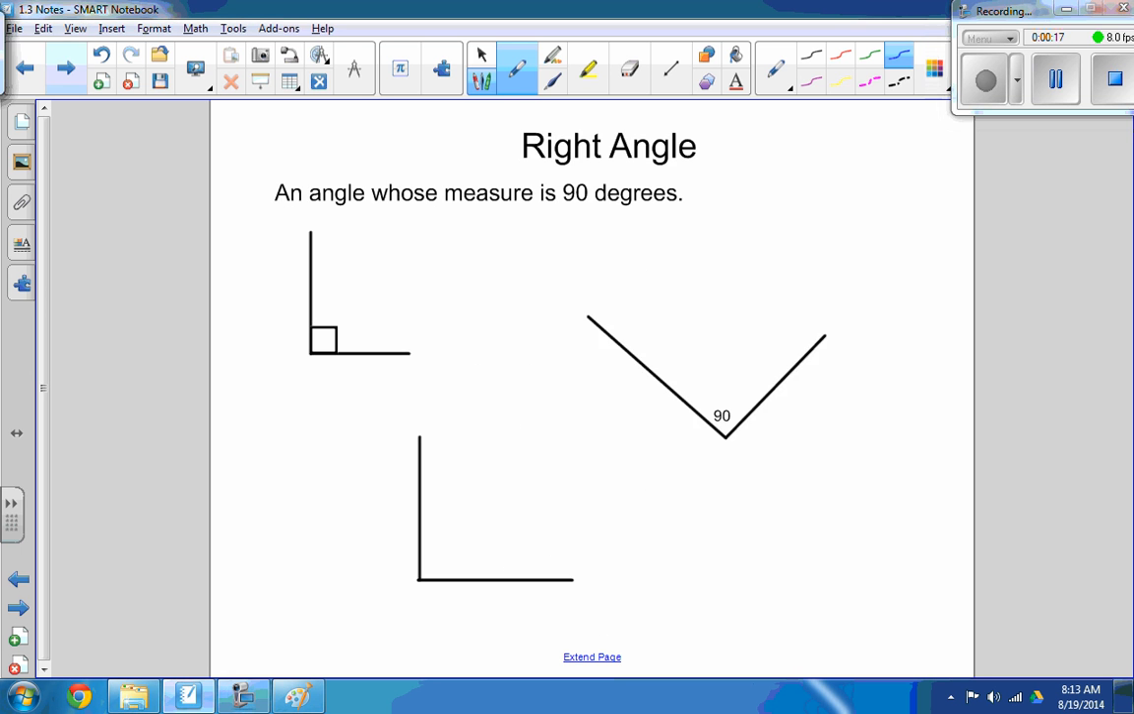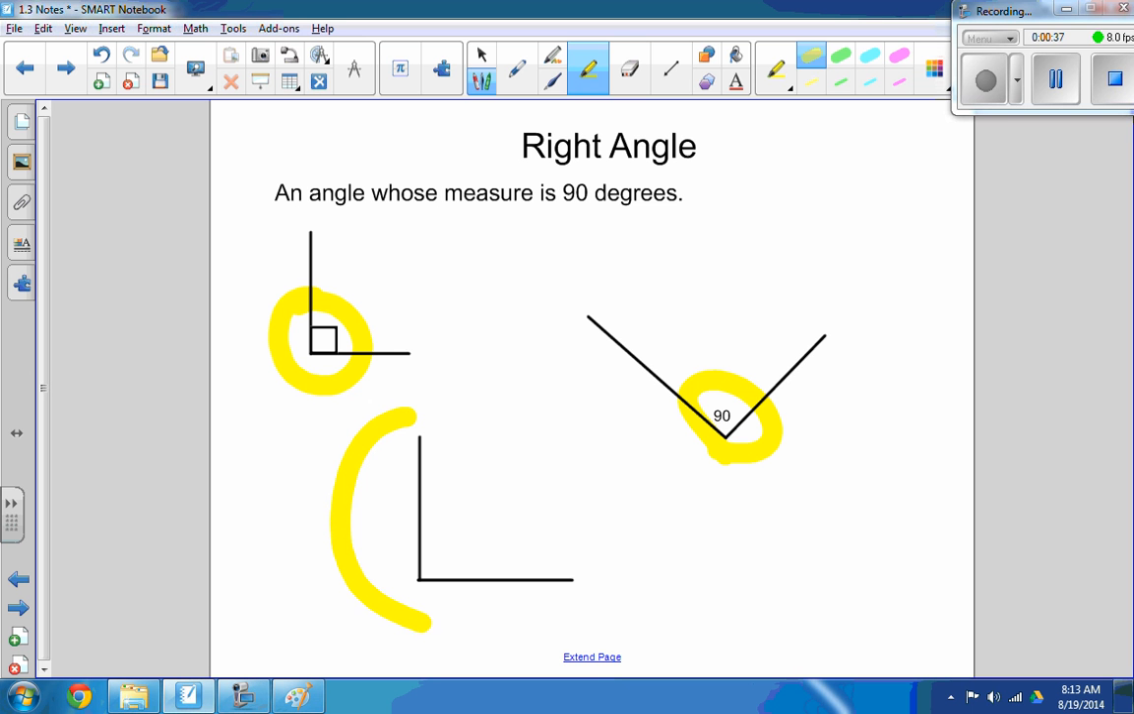So the first idea is the right angle. An angle whose measure is 90 degrees. Now, you can indicate that by just stating, hey, 90 degrees is the angle measure. Or you have this box. The box also indicates 90 degrees.